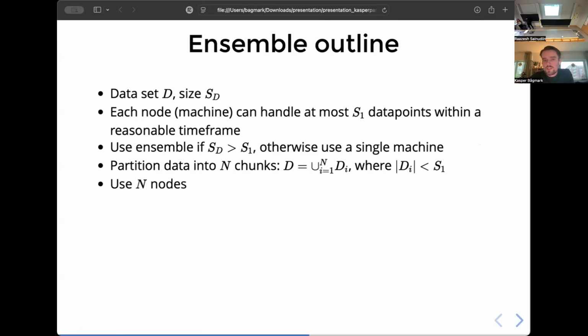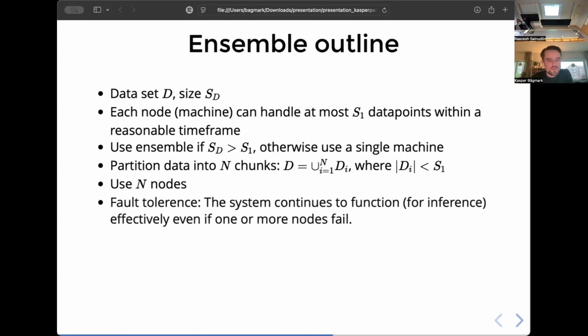And then we distribute the n chunks to n nodes. So we use the same number of nodes as we do in the distribution. And during inference, this system becomes quite fault tolerant because essentially if one node fails, we still get the anomaly detection score from all the other nodes. And we believe each node will be trained quite similarly to each other, since we will assume this partition of data is IID over the different nodes.